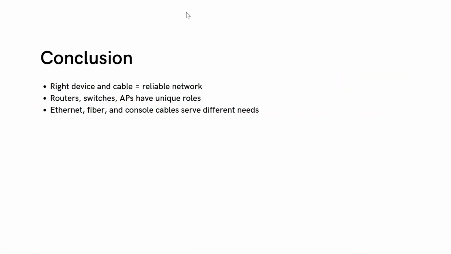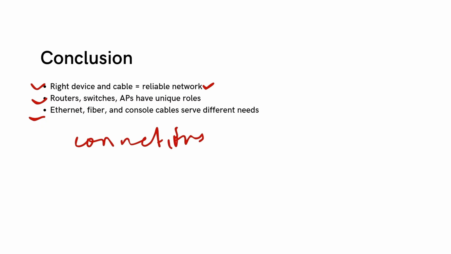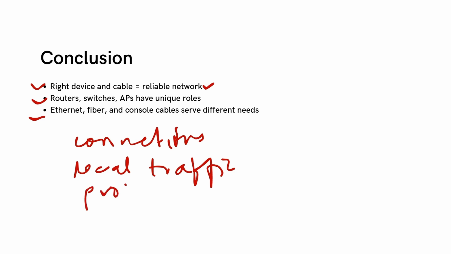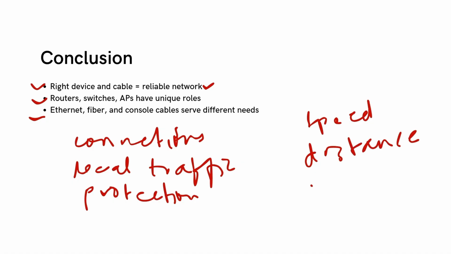So let's quickly recap what we learned. Right device and right cables make a reliable network. Routers, switches, APs have unique roles. Ethernet, fiber, console cables serve different needs. So use the right device for the right job. Routers for connections, switches for local traffic, and firewall for protection. Choose cable based on speed, distance, and reliability.